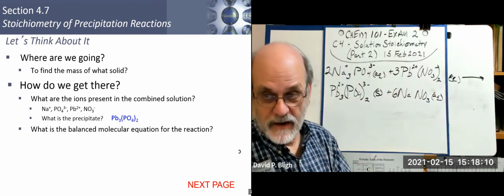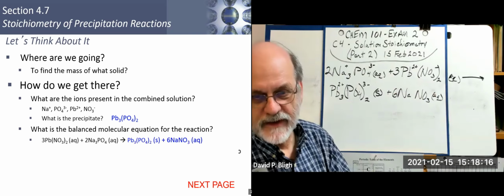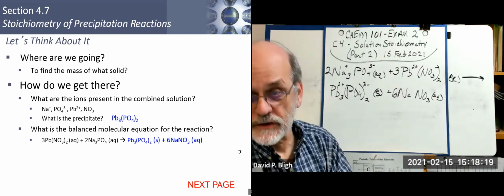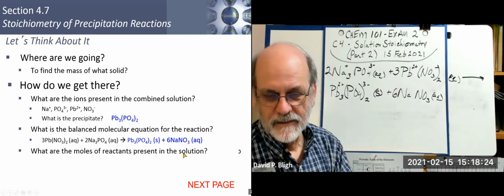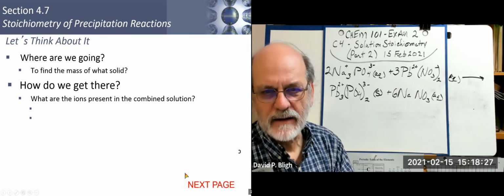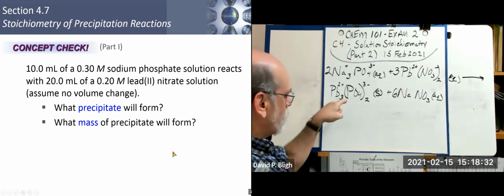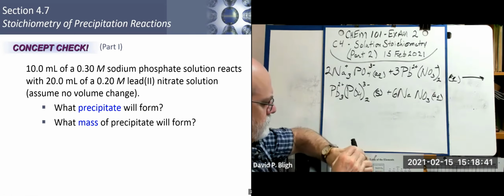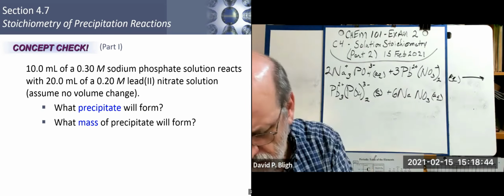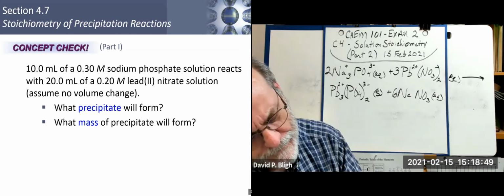Okay. Now that our equation is balanced, right there, then we can use it to do stoichiometry. Let's go back. What mass of precipitate will form? Okay, so we want to know the mass of this compound right here. I should have spread it out more, actually. Let me see how I'm doing on, where am I located?